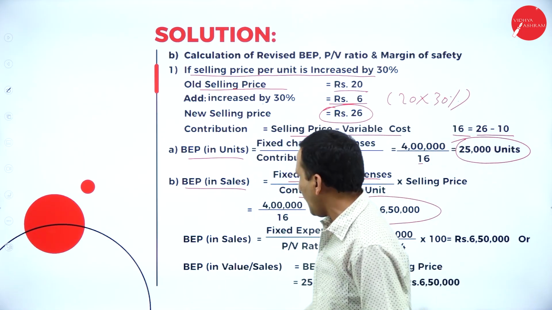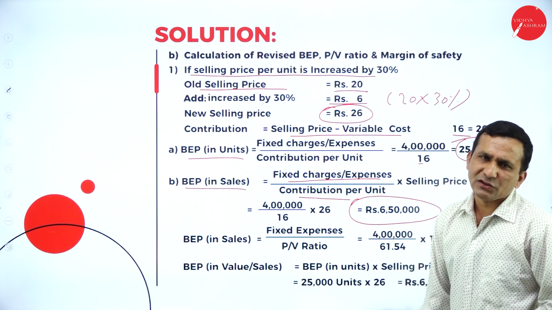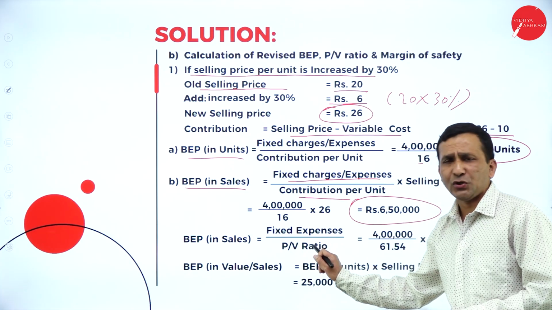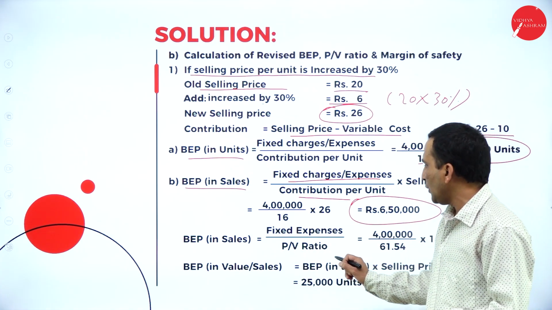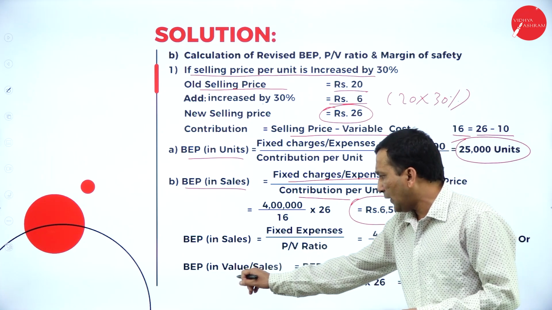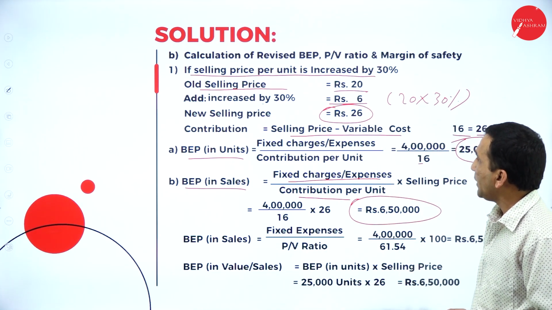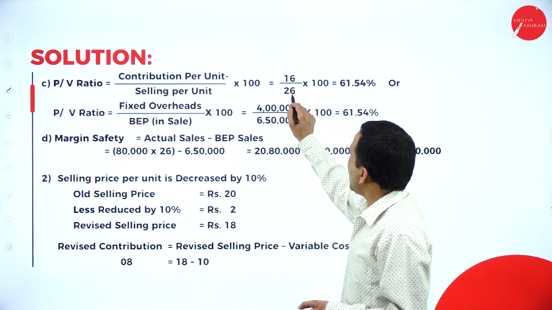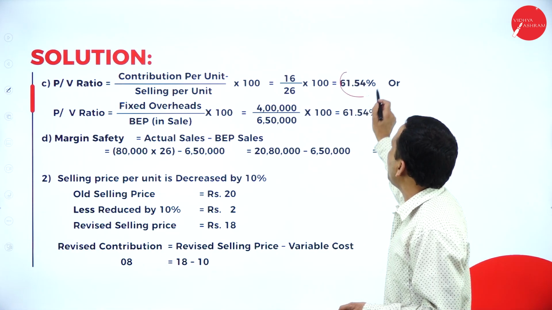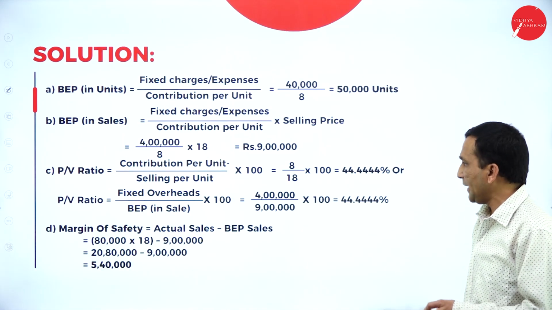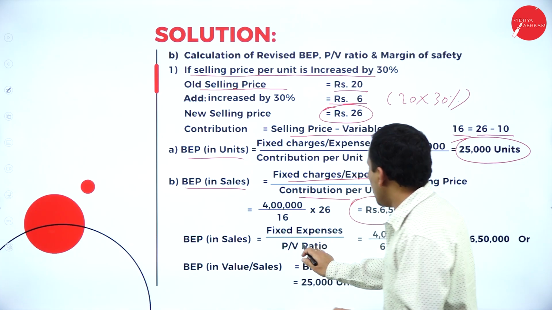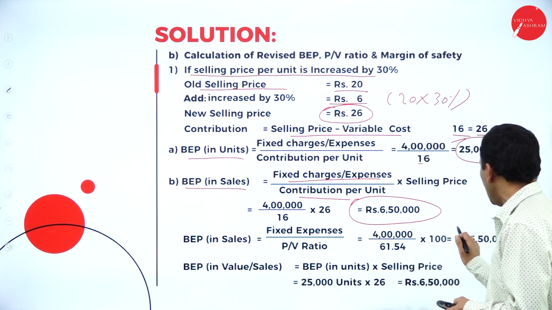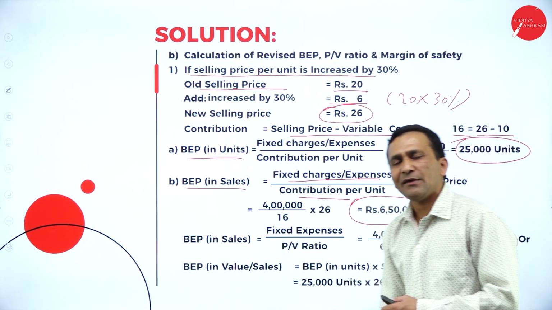Or one more formula, fixed expense divided by PV ratio. So we need to find out the PV ratio. The PV ratio, contribution per unit 16 we got, new selling price 26, into 100, 61.54% we are getting. So the same thing we are applying here. 4 lakhs fixed expense divided by PV ratio 61.54 into 100. Same answer we are getting, 6,50,000.